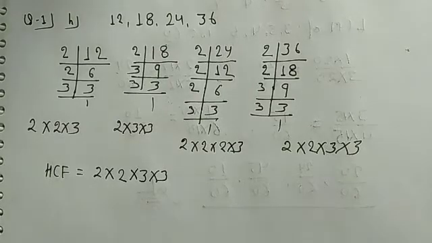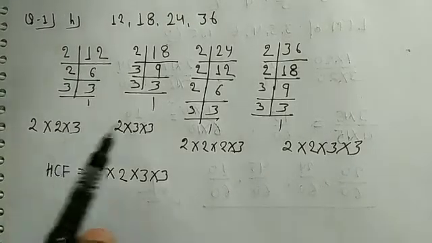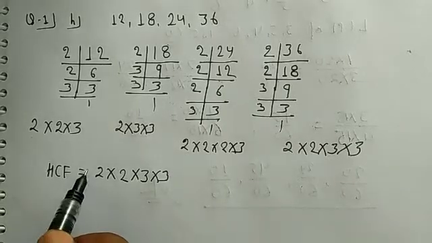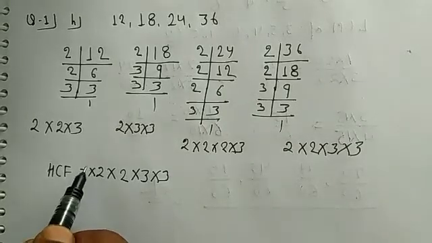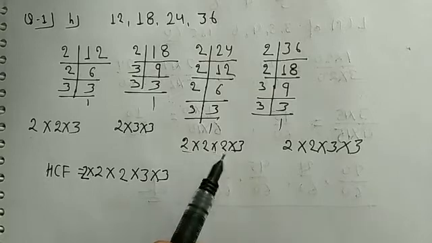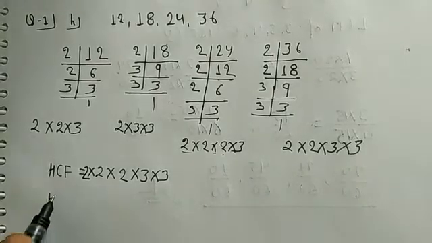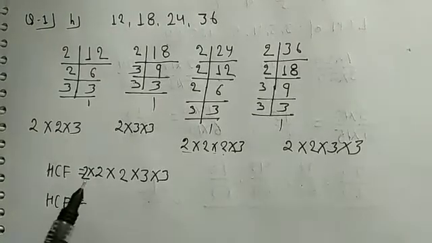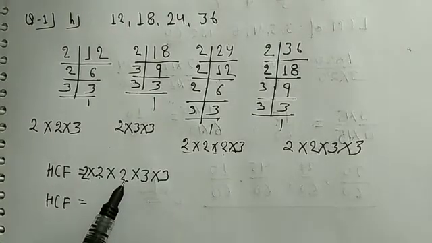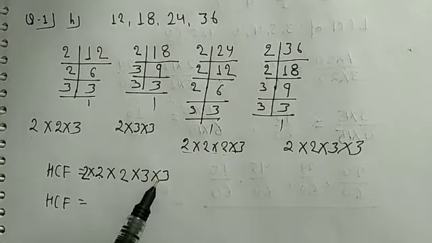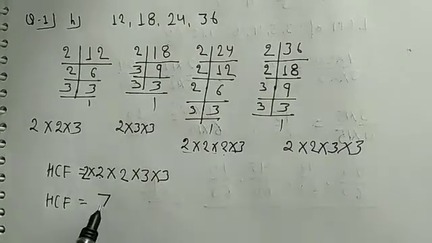So we have to observe the factors that occur maximum times. 2 occurs maximum 3 times, sorry, not 2 times. 2 occurs maximum 3 times and 3 occurs maximum 2 times. So this will be the LCM. Multiply all these factors. 2 twos are 4, 4 twos are 8, 8 threes are 24 and 24 threes are 72.